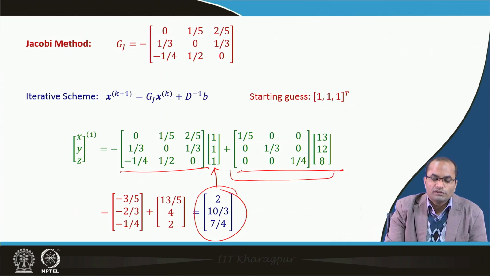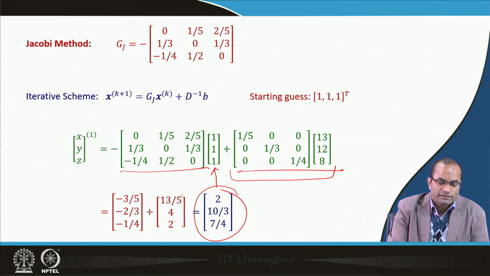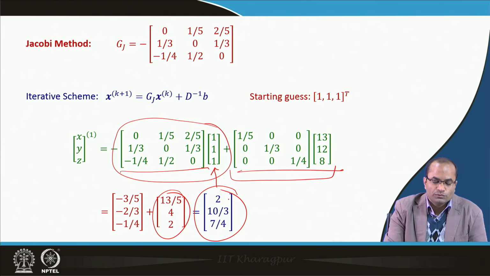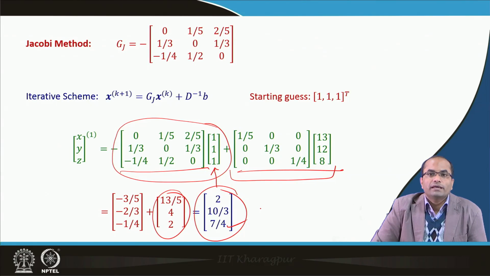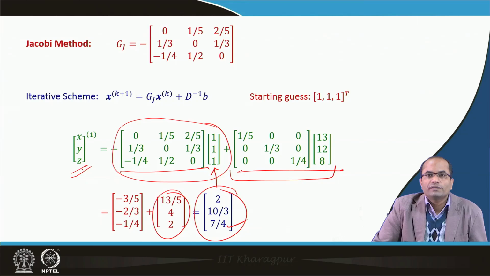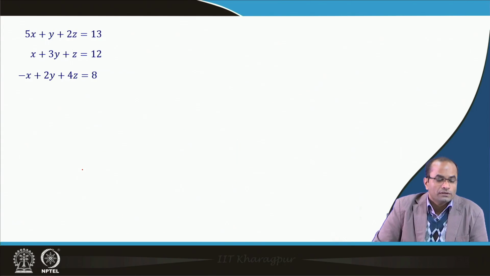Indeed, in this D inverse B there will be no change. So, this vector we can keep as it is. The only change would be in the first multiplication, because this 1 1 1 will be replaced by 2, 10 by 3 and 7 by 4, and then we can get the next update, and so on. We can proceed with this algorithm to get our values updated after each iteration.